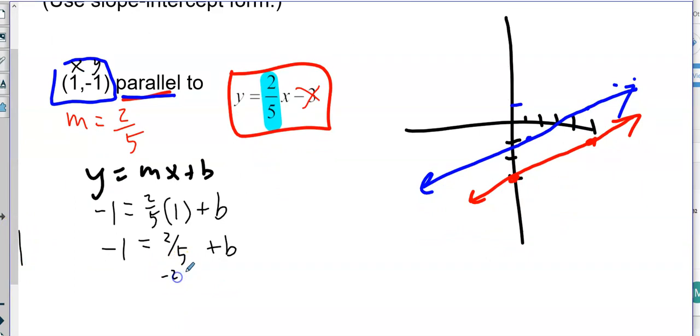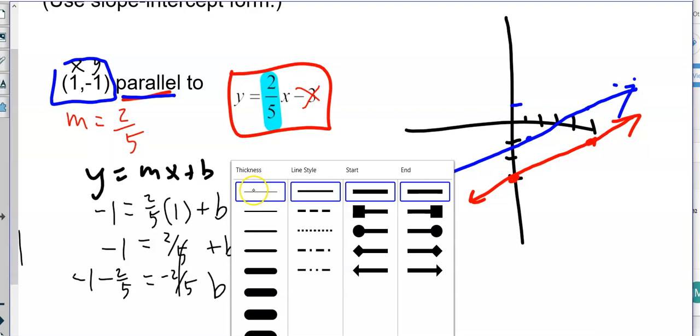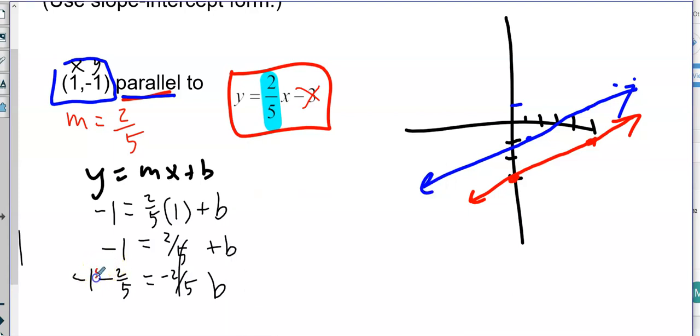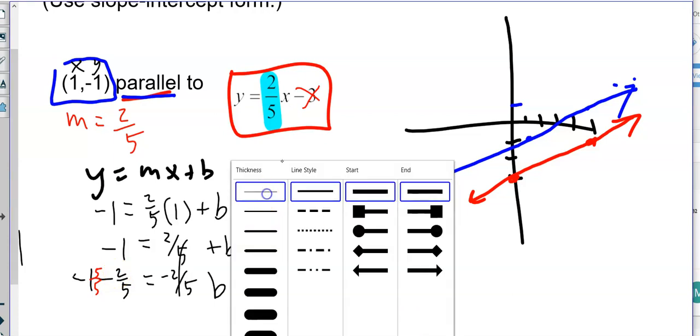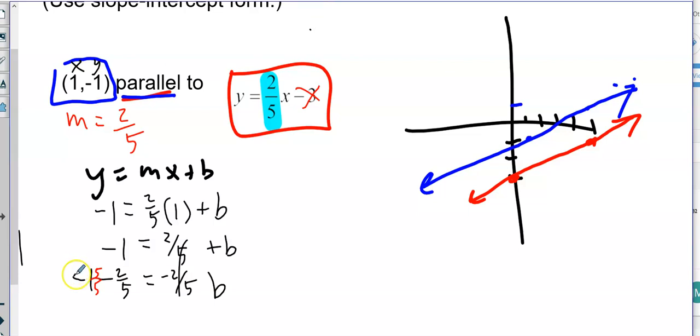Subtract 2/5 from both sides. So I get -1 minus 2/5 equals b. To get the same denominator, multiply that first fraction by 5/5, and then I can add those two fractions. So -5/5 minus 2/5 is -7/5, which is equal to b.